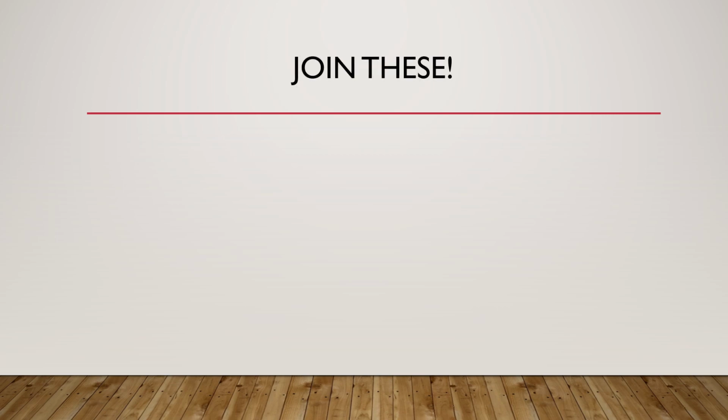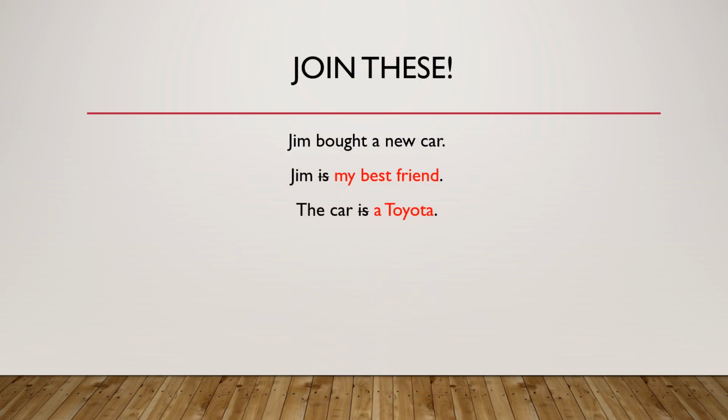Join these. Jim bought a new car. Jim is my best friend. The car is a Toyota. Well, we have two possible appositives here. Jim is my best friend. The car is a Toyota. Can you make one sentence?